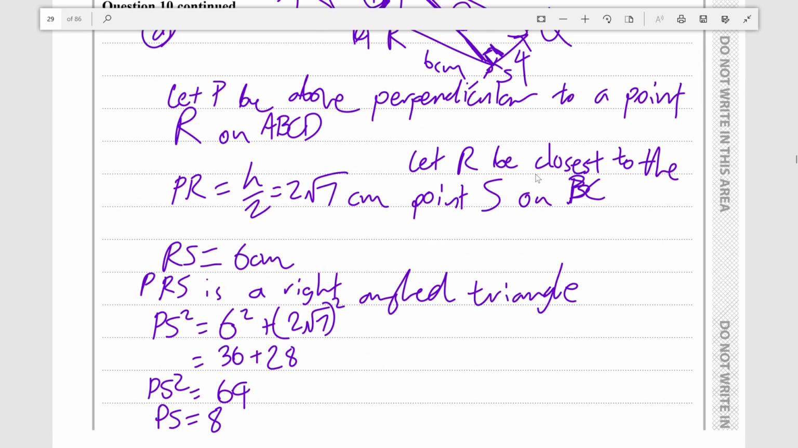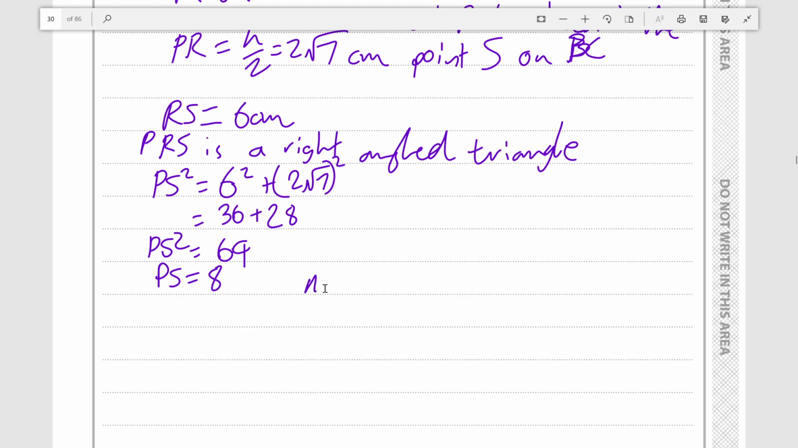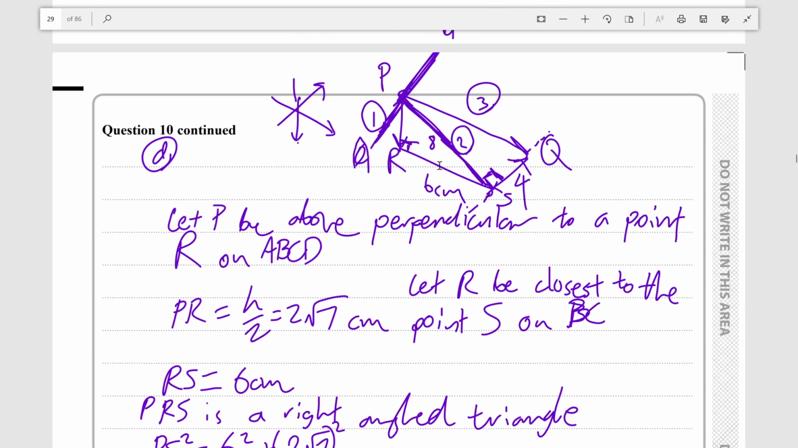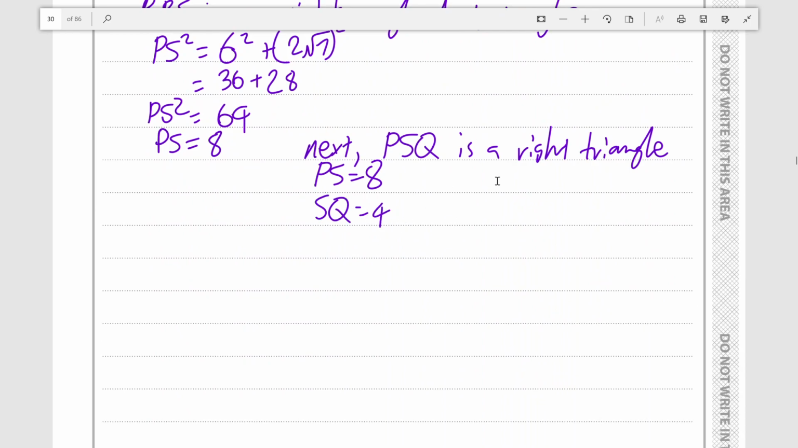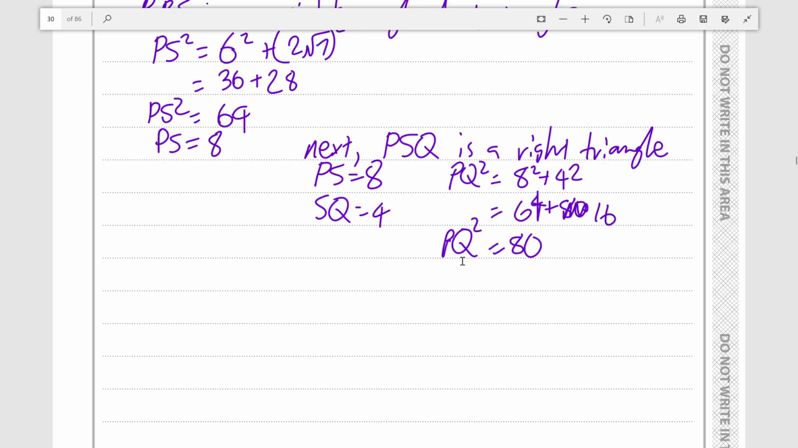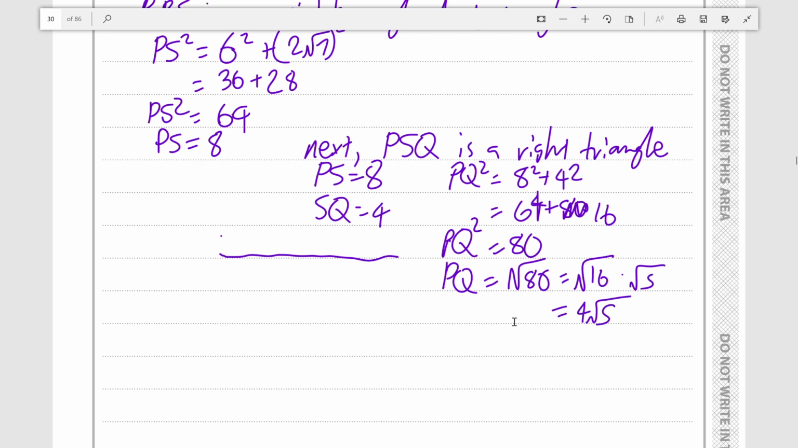So since PSQ is a right triangle, PS is equal to 8, and then SQ is equal to 4, and therefore PQ squared is 8 squared plus 4 squared, which is equal to 64 plus 16, which is equal to 80. And finally, after all this work, you can take the square root of both sides to find that PQ is equal to the square root of 80, which is root 16 times root 5, which is 4 root 5, as described in the original question.